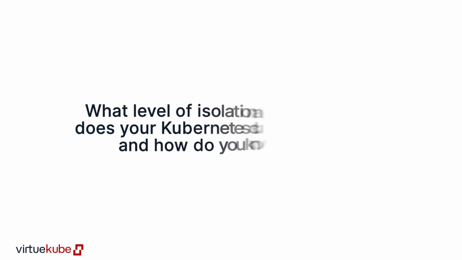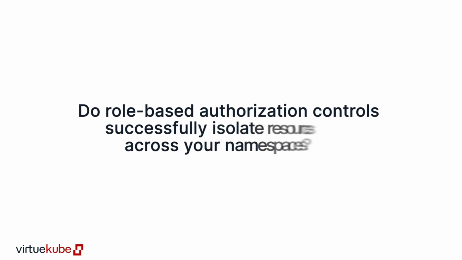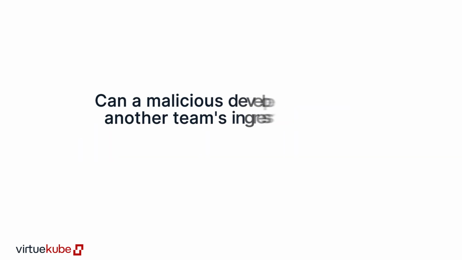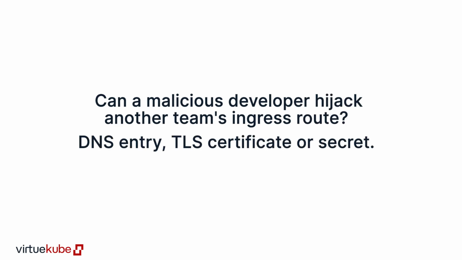What level of isolation and security does your Kubernetes cluster provide, and how do you know that? Do role-based authorization controls successfully isolate resources across your namespaces? Can teams deploy dangerous pod configurations that might lead to the compromise of a worker node? Can a malicious developer hijack another team's ingress route, DNS entry, TLS certificate, or secret?